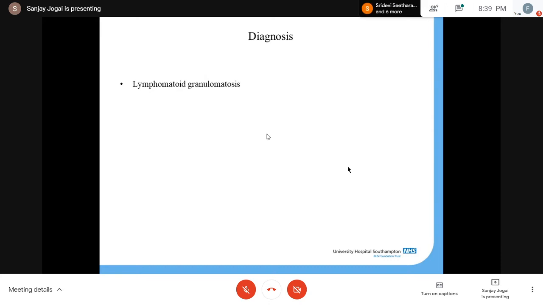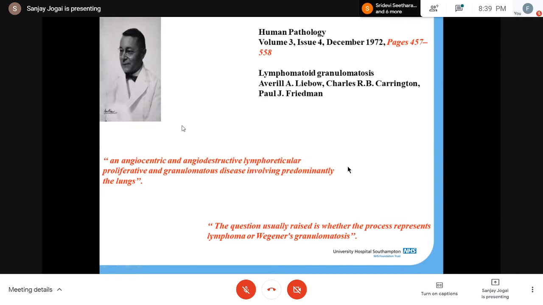discuss. So going back, this is Dr. Averill Liebow, also known as the father of pulmonary pathology. And what I would like to bring your attention to is, look at this issue in 1972 where he described LYG, and look at the number of pages. 101 pages to describe one entity. That's how thorough things used to be, in the sense they used to describe so much morphology.